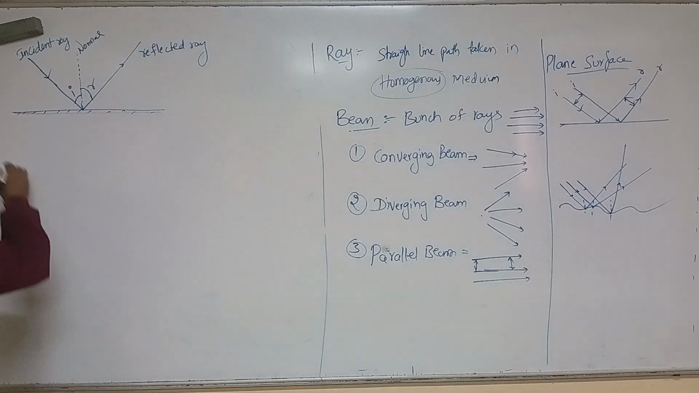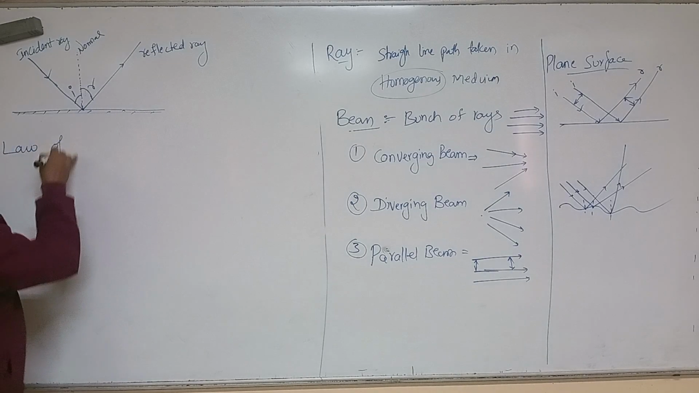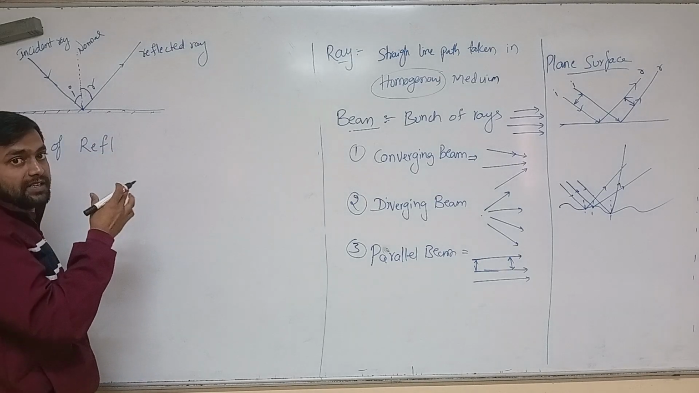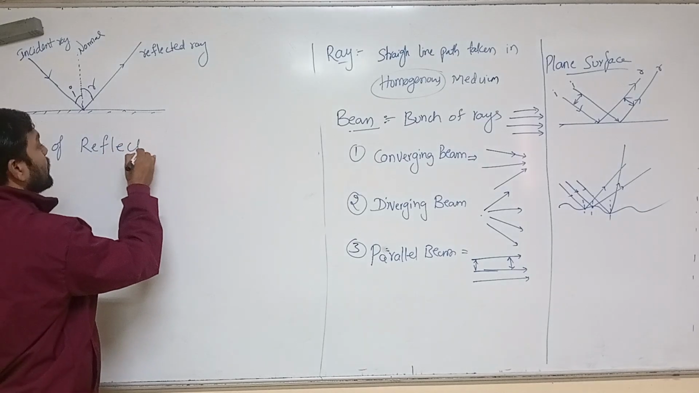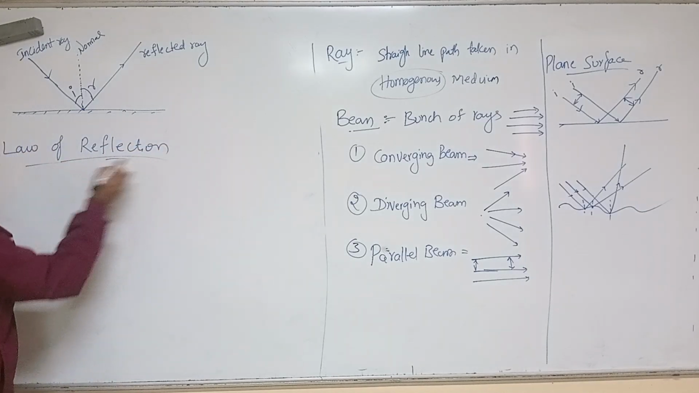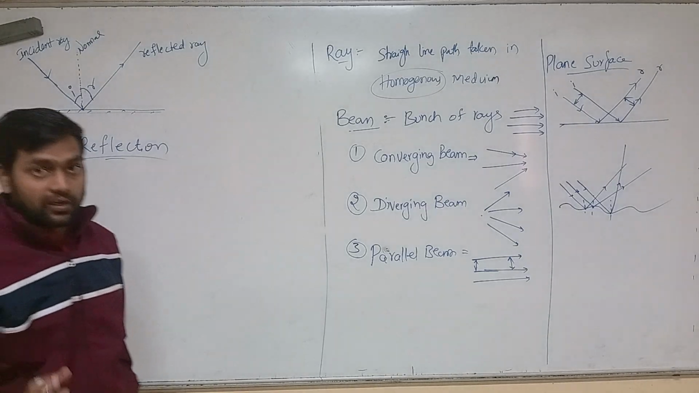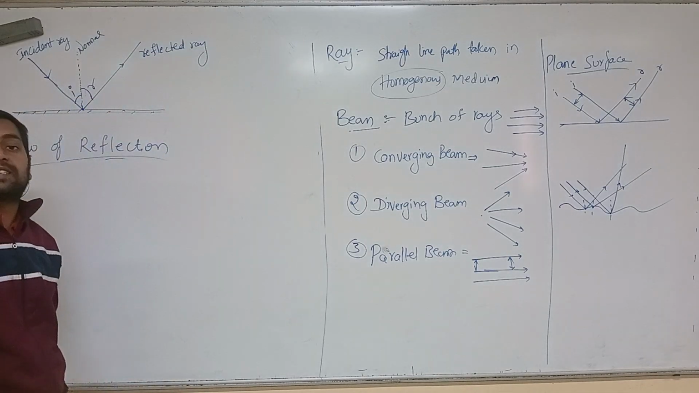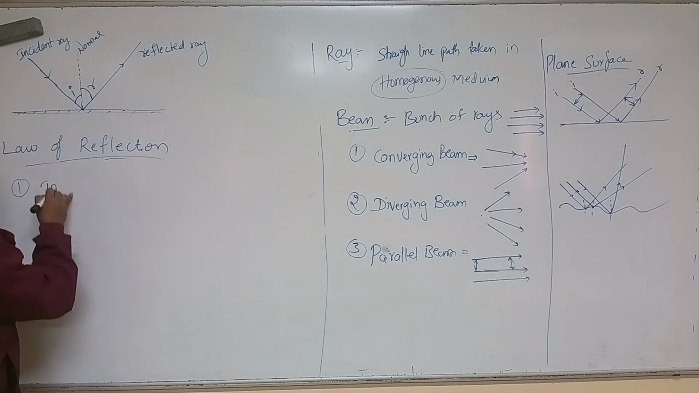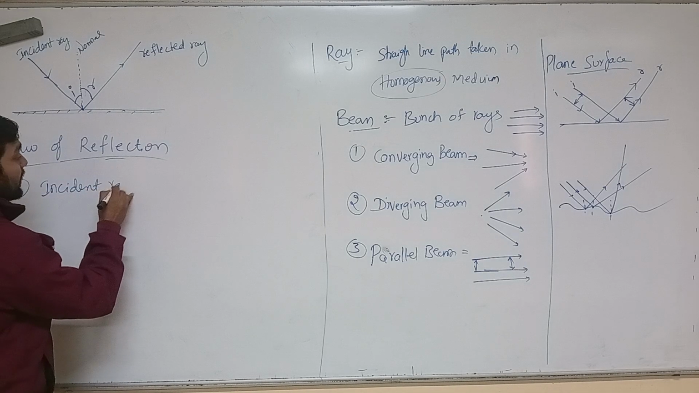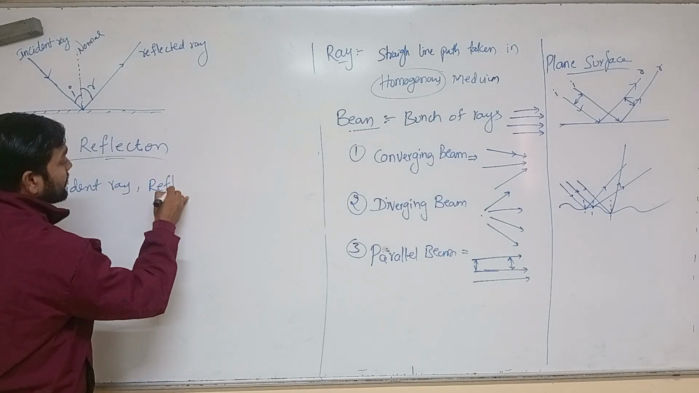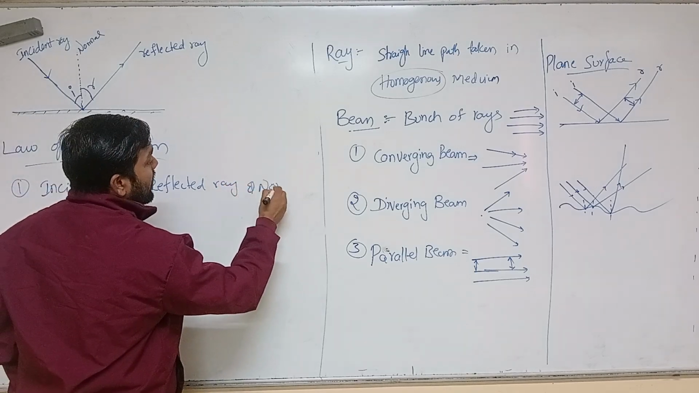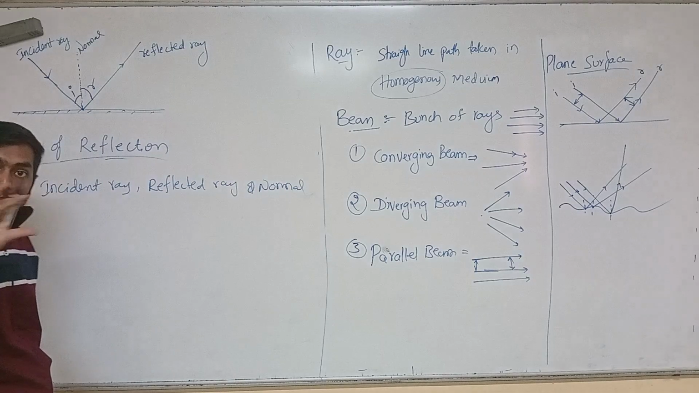So here, coming to the laws of reflection. We have already discussed them in lower classes. So what are the laws of reflection? The first law is that the incident ray, normal and reflected ray lie in the same plane. So the incident ray, reflected ray and normal lie in the same plane.